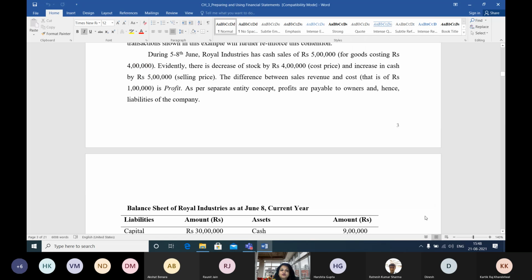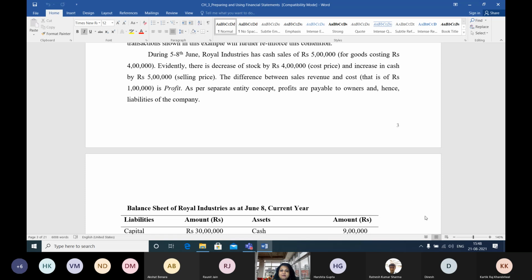Now, during 5th to 8th June, Royal Industries has cash sales of 5 lakhs for goods costing 4 lakhs. So basically, Royal Industries is a trading company and they have sold the goods that they had bought at 4 and they have sold it at 5. Okay, so they have basically made money. They have made a profit. Evidently, there is a decrease of stock by 4, an increase in cash by 5 lakh. The difference between sales revenue and cost, so sales revenue is 5 lakhs and the cost that I had paid for these goods is 4 lakhs. So this difference of 1 lakh is profit.